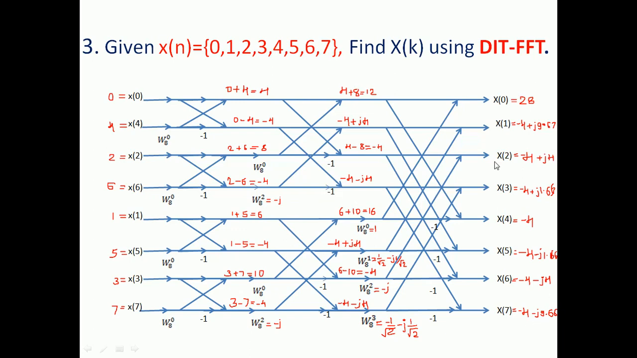So you just have to compute X of 0, X of 1, X of 2, X of 3 and X of 4 properly using your calculator. After doing that, just replace X of 5 with the conjugate of X of 3, X of 6 with the conjugate of X of 2, and X of 7 with the conjugate of X of 1. So this completes example 3.